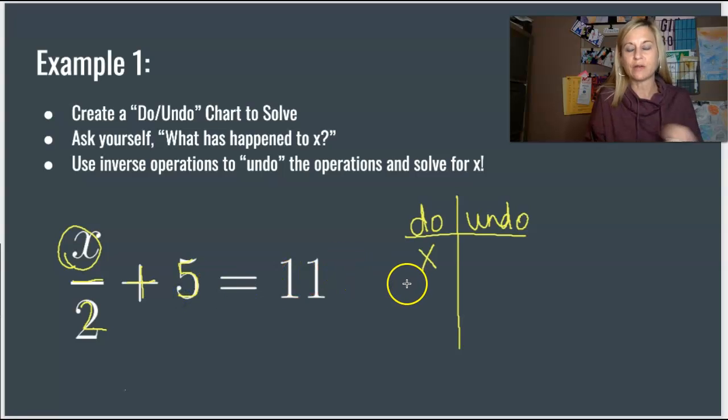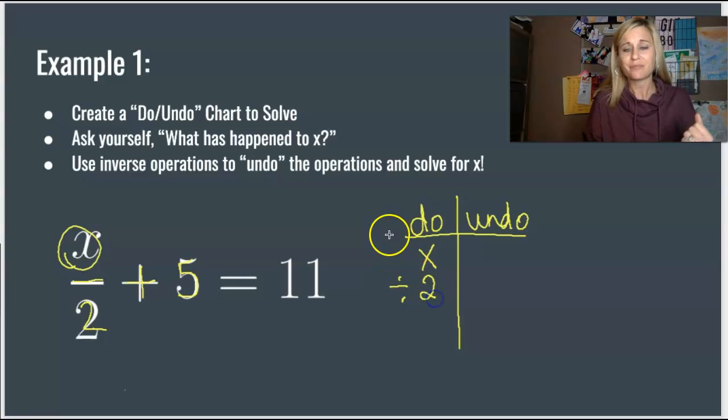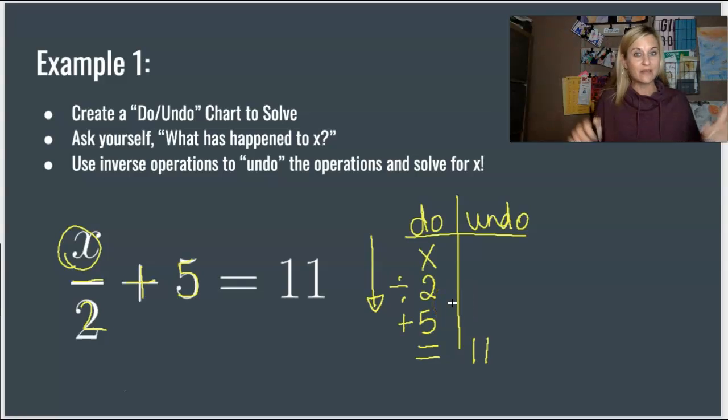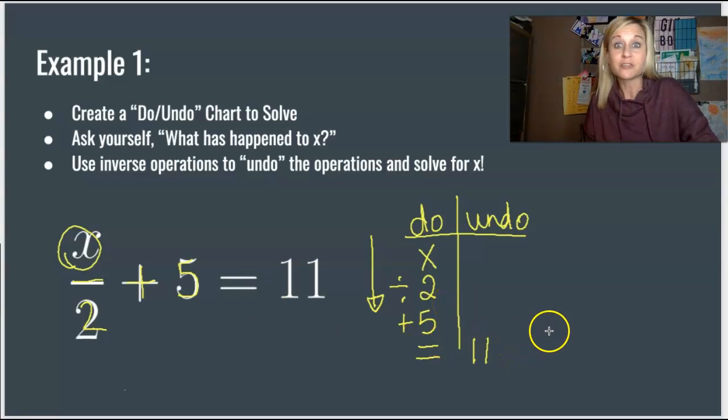So how we show that over here in our do-undo chart is this. We started with X. What happened to X? Well, we divided it by 2. And then after that, we added 5. And then we're going to put a little equal sign and say that equals 11. So do goes down. Okay, now we're going to undo everything that's been done to X, using inverse operations.